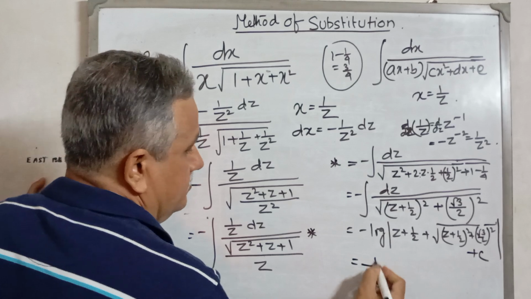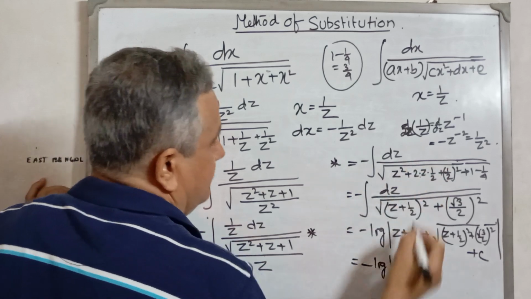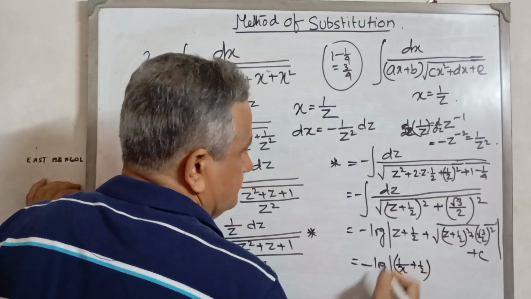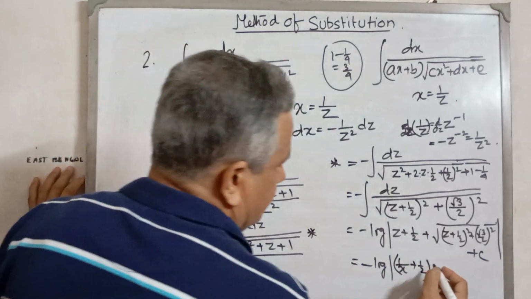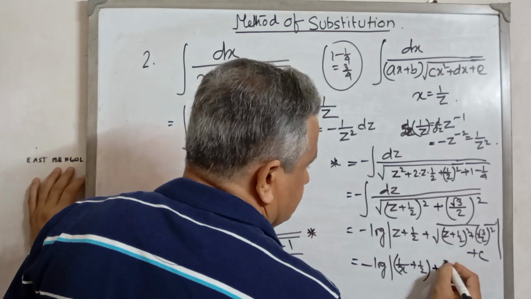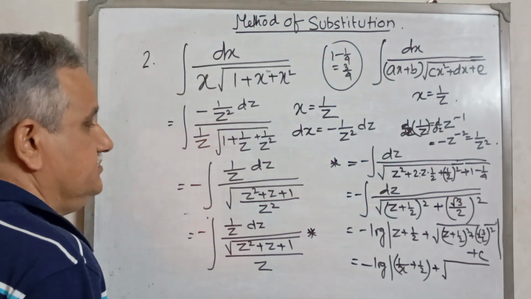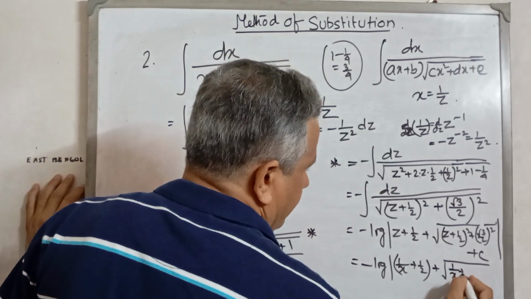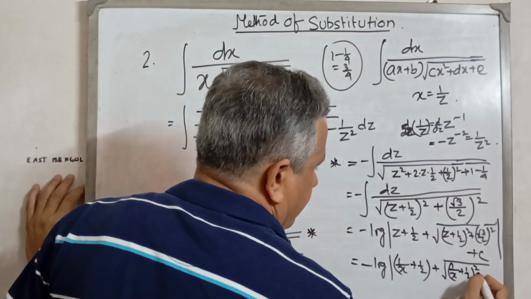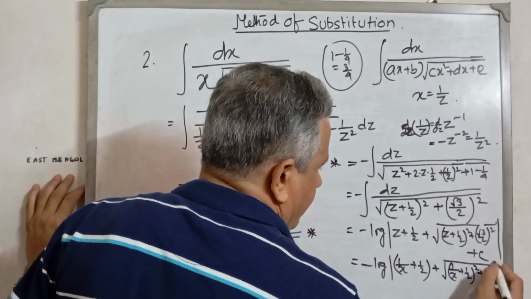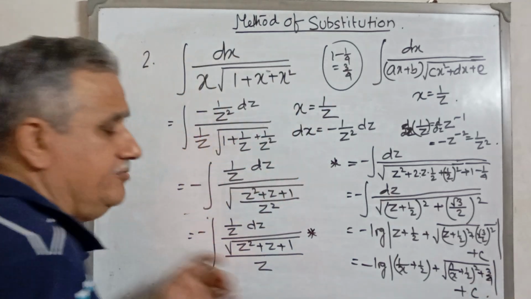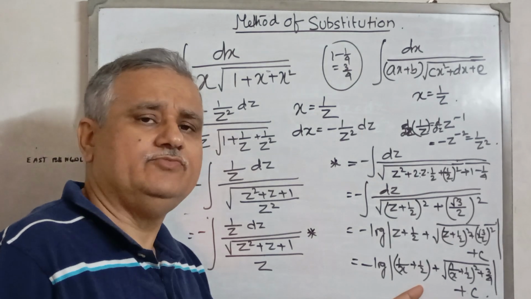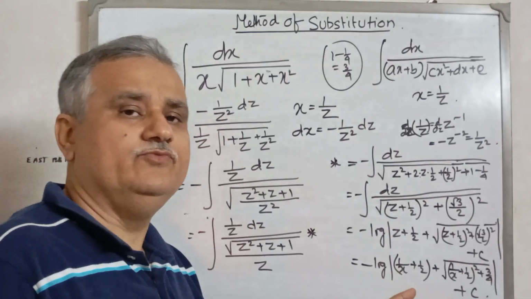Now substitute the value. Z is here 1 by x plus half, plus root over. Now it can be simplified more, but you can write the answer in this type of answer form, but it can be simplified more and more.